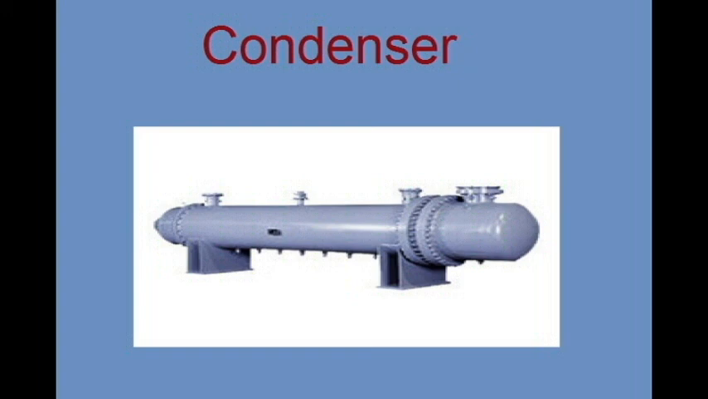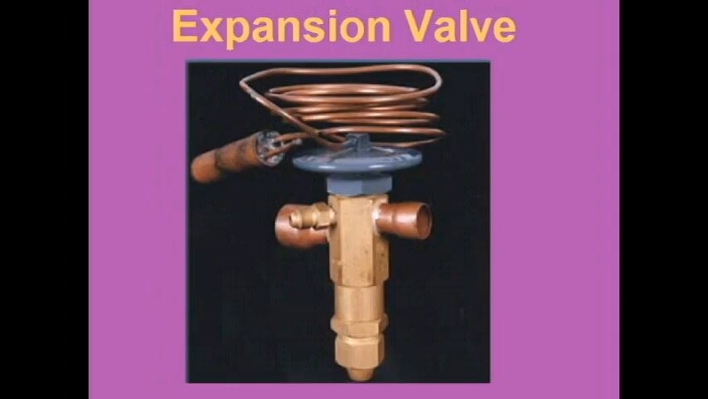The high pressure vapor within the condenser is then cooled to the point where it becomes a liquid refrigerant once more, whilst retaining some heat. The liquid refrigerant then flows from the condenser into the liquid line.